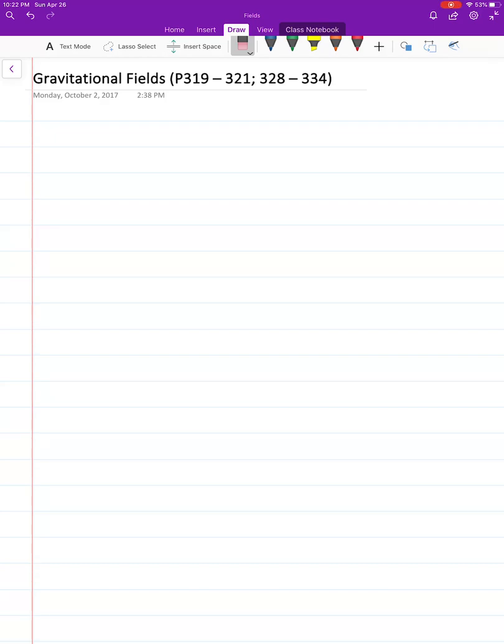So the first field that we're going to discuss today is gravitational fields, and you can read about it on page 319 to 321 and 328 to 334 of your textbook. So a gravitational field surrounds objects with mass. Okay, so they occupy the space around an object with a large mass.